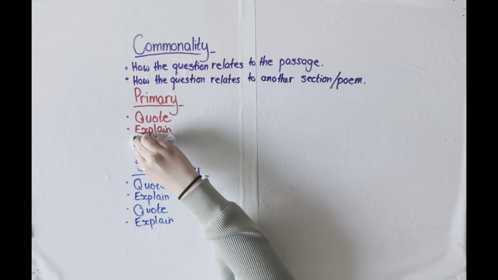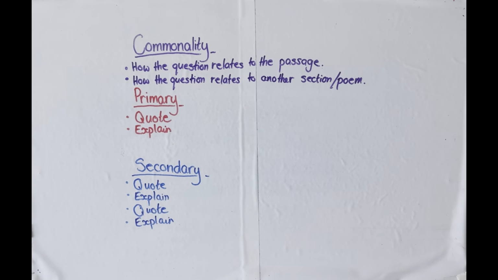For the sake of the rest of this video, because I know maybe some of you are looking at this a little bit last minute, I'm going to do the slightly easier version in the examples. So the first section is commonality, and this is simply how does the passage fit the question, and how does another part of the text you've studied fit the question.